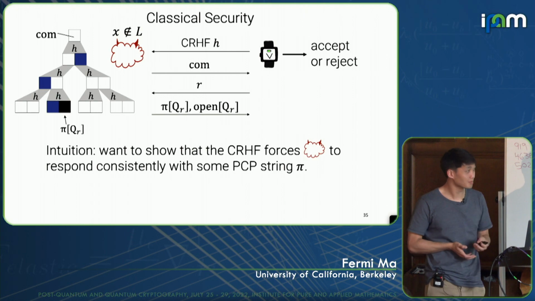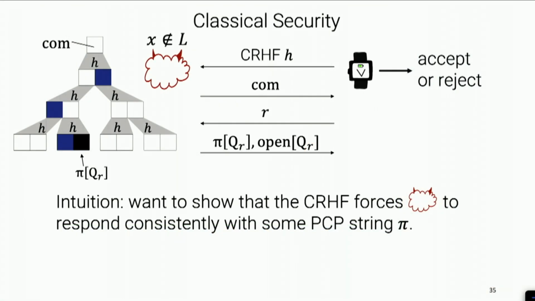Well, unsurprisingly, it's going to be by a rewinding reduction. Right? So this is the classical security argument for Killian's protocol, which surprisingly isn't in the literature anywhere. I learned this from a set of lecture notes, but Killian's original protocol just said that it works. So fun fact. Okay. We want to show that this CRHF is really forcing the prover to respond consistently with some PCP string so that we can invoke the soundness of the PCP system.